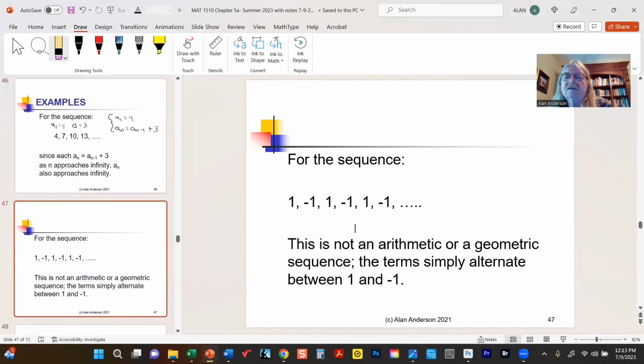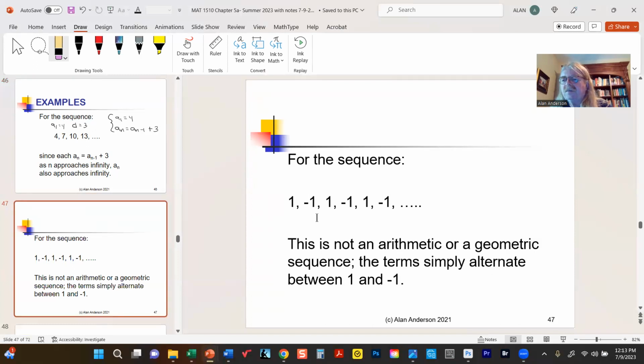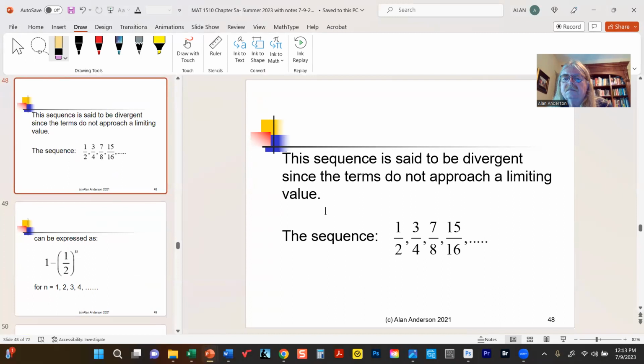Now, oh my God, look at this one. This one is neither, anyway. I mean, look at this thing. It just goes back and forth and back and forth between 1 and -1. So it is not convergent. It's never going to reach some limiting point. And it's clearly not arithmetic or geometric. Now, how about this one?